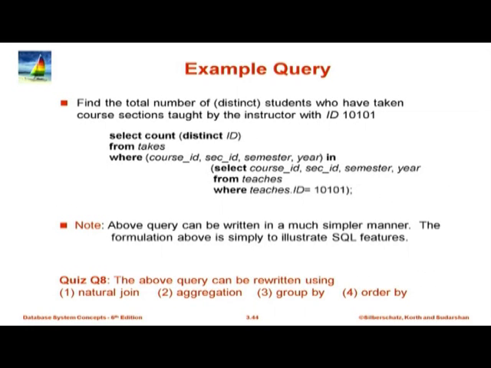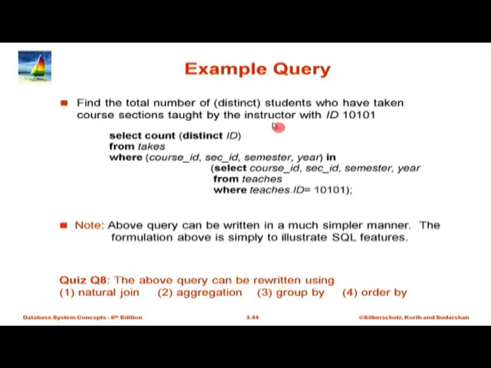Now, here is another slightly more complex example, which says find the total number of distinct students who have taken course sections taught by a particular instructor. So, I want to know how many people were taught by the instructor, do not double count. If a particular student took 2 courses with an instructor, count that student as only 1. So, basically the outer query is, you would expect, select count distinct ID, distinct to avoid duplicates, from takes relation. But the key thing is to make sure that this particular student took a course taught by a particular teacher. Now, if I simply look at course ID, many people may have taught a course. This student may have taken a section taught by someone else, not a section taught by ID 10101, which is what we want.